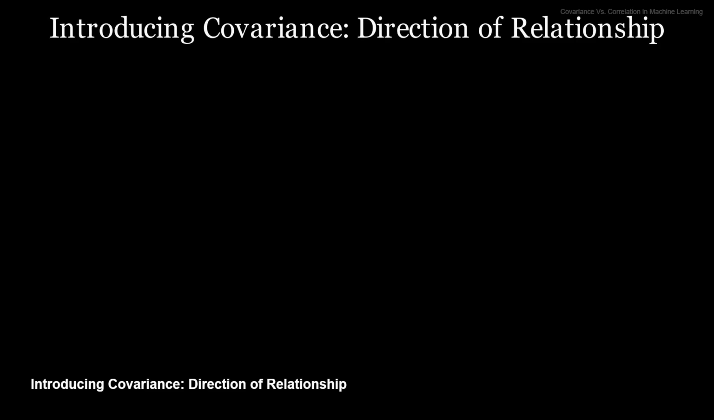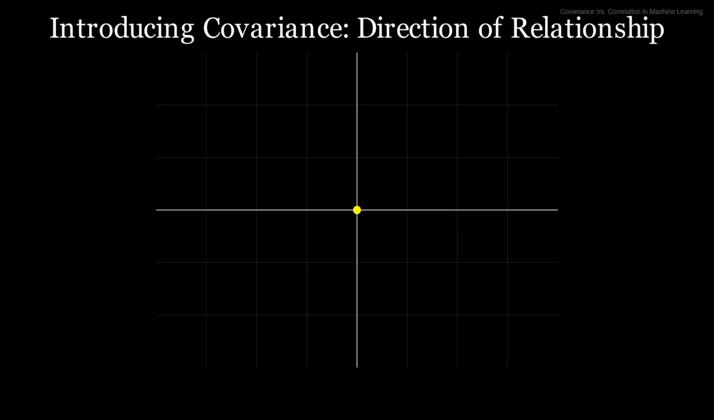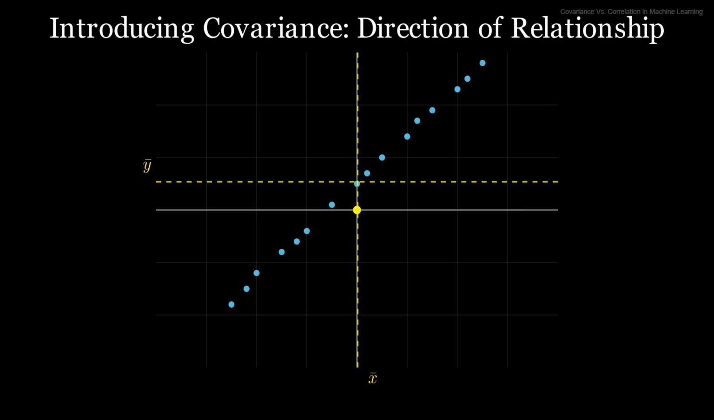Now, how do we quantify this? Enter covariance. At its core, covariance tells us the direction of the linear relationship between two variables. It helps us understand if they tend to move in the same direction, both increasing or both decreasing, or in opposite directions. Think of it as summarizing how much two variables vary together relative to their individual means.